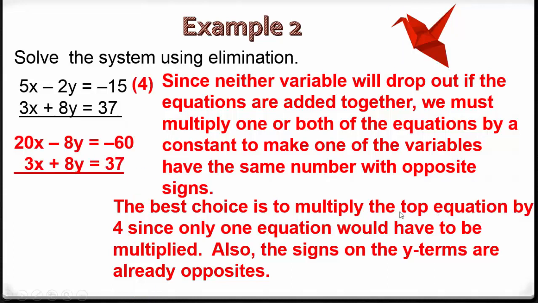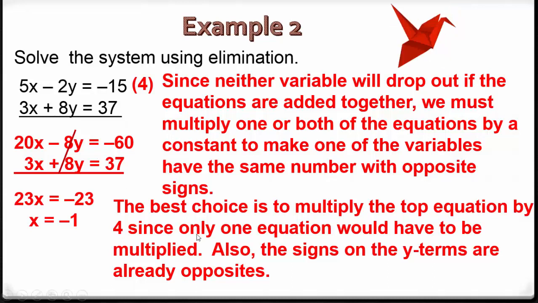So we do that, and there we see we get negative 8y, positive 8y, and when we add that up, they cancel out, so we end up with 23x is equal to negative 23, and that means x is equal to negative 1.